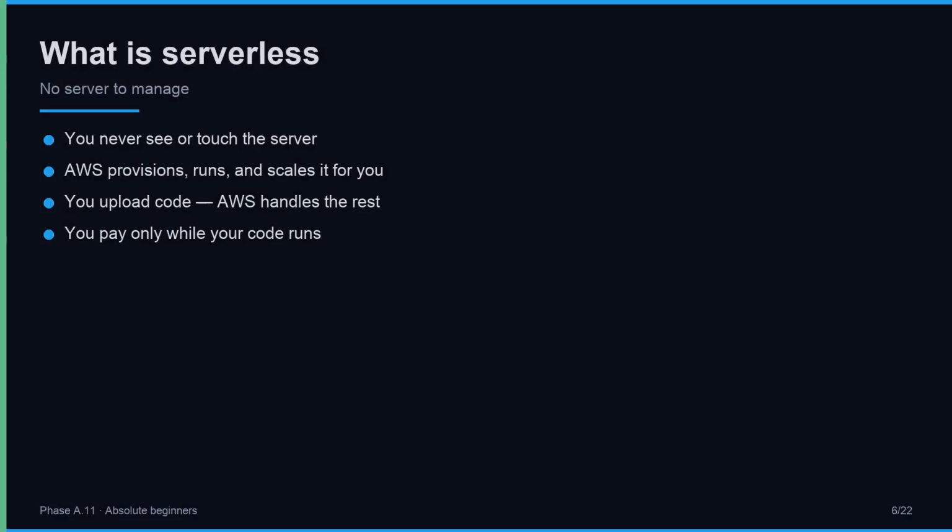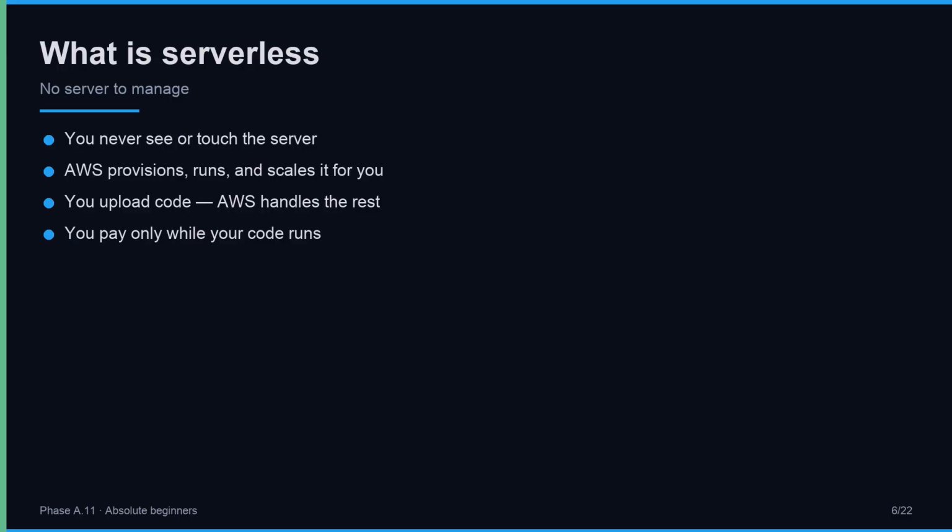The word serverless sounds like there is no server, but that is not quite right. There is always a server. The point is that you never see it, never configure it, never patch it, never scale it. Amazon does all of that invisibly. You upload your code, and Amazon handles the hardware. When a request arrives, Amazon starts your code on a server, runs it, returns the result, and shuts the server down. You pay only for the milliseconds your code was actually running. Serverless removes the hardest part of cloud computing, server management, so you can focus on your Python.